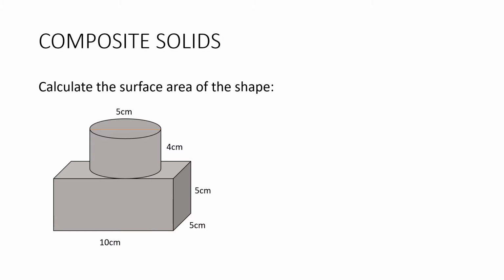All right, let's move on to composite solids. So a composite solid, remember, just like a composite area, will be comprised of two or more solid shapes. So here's our first example. Calculate the surface area of this shape. The best way to attack a problem like this is to make a plan. Think about what you're going to have to do.